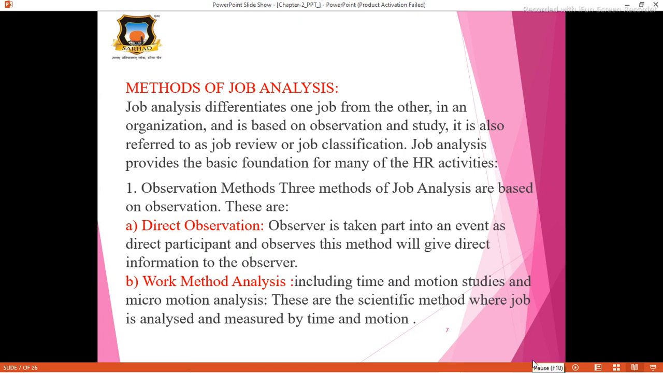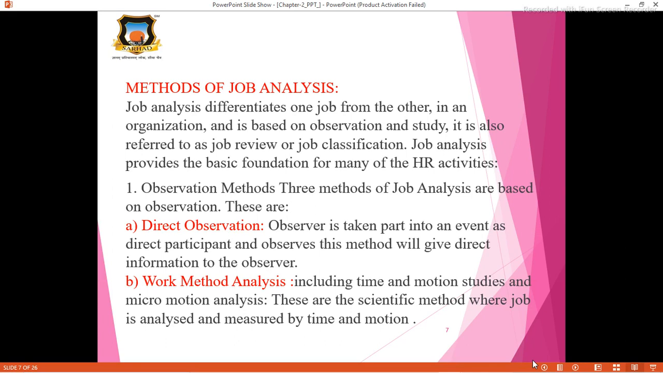Let us discuss the methods of job analysis. Job analysis differentiates one job from another job in an organization and is based on observation and study. It is also referred to as a job review or a job classification. A job analysis provides a basic foundation for many of the HR activities.